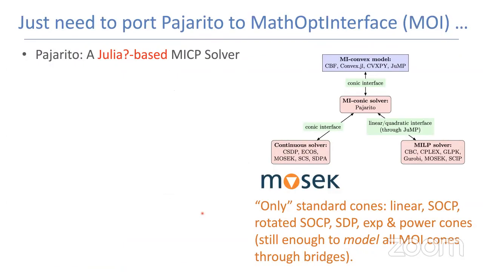So great, basically the reason Pajarito worked before 0.18 is because it was connected to MathProgBase. Pajarito would need to be updated to the MathOptInterface, so basically it would just be a matter of doing that.